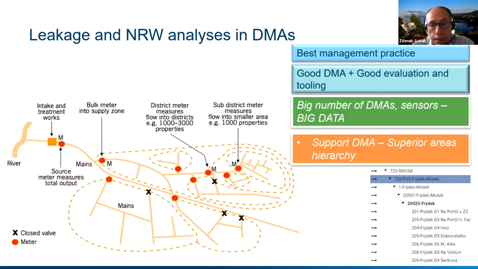The picture in the right bottom shows an example of grouping in five superior areas, which was implemented in one our project. So it means that the water utility has a system of district metered areas, which are grouped in this superior area, then it is grouped in some, they call it entity, then it goes to the city, then it goes to the operational area, and then it goes to the whole water utility. So all the results can be observed in these levels.